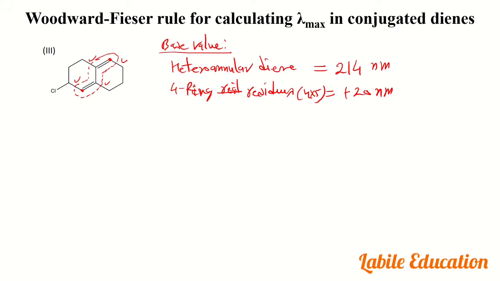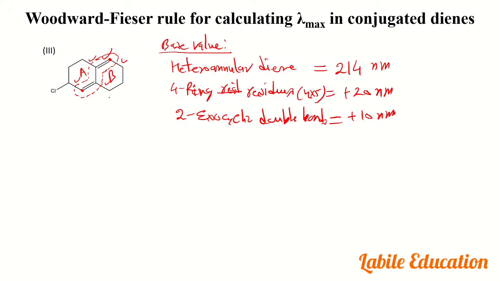Now we can see, is there any exocyclic double bond? Yes, this double bond is exocyclic to the B ring, and this double bond is exocyclic to the A ring, the first ring. So there are 2 exocyclic double bonds. 2 exocyclic double bonds means they will contribute 5 into 2, plus 10 nanometer.